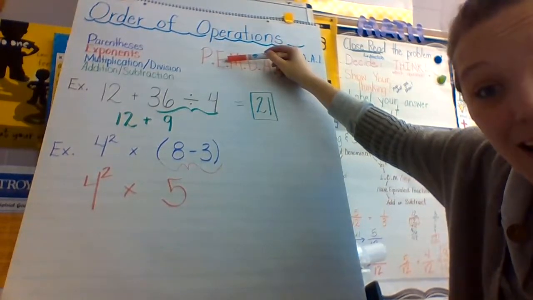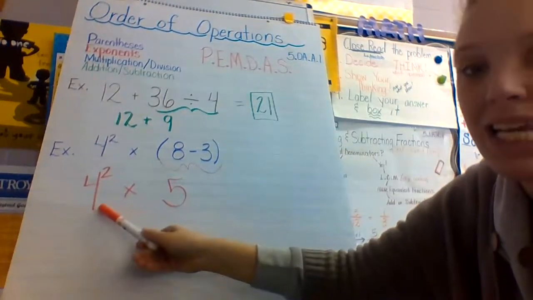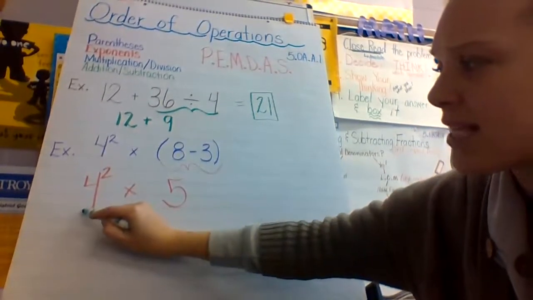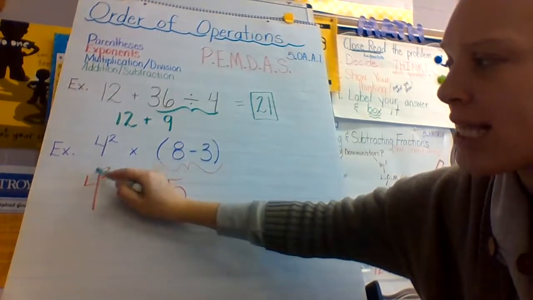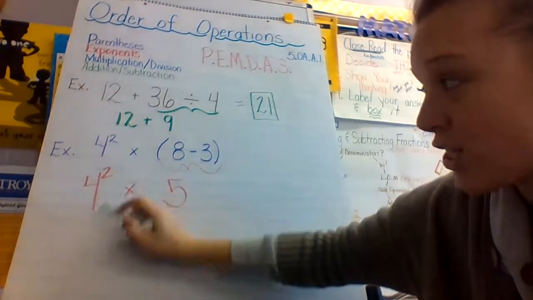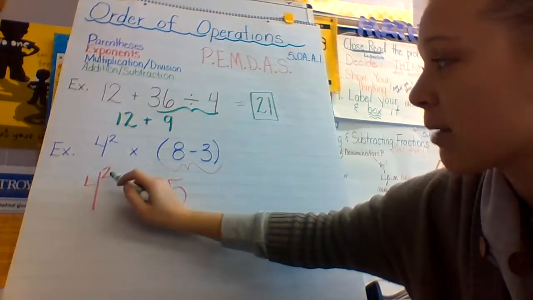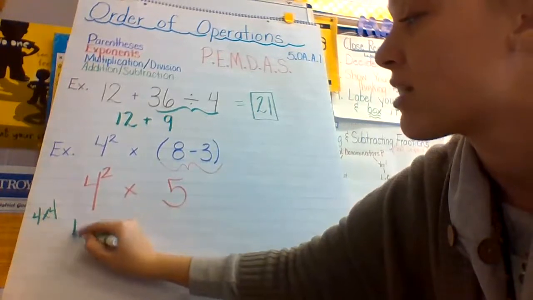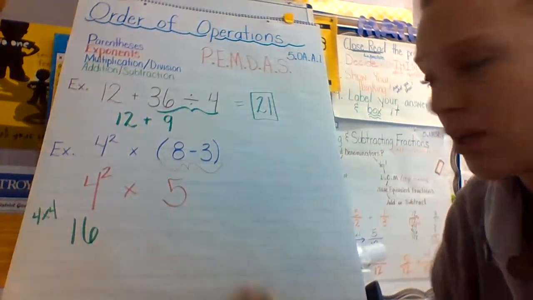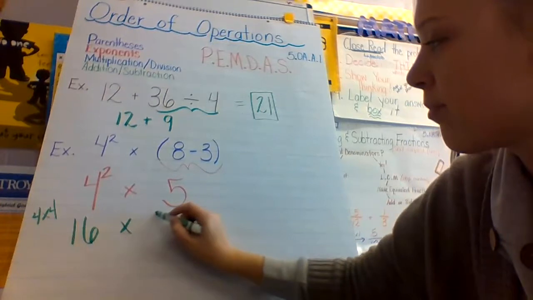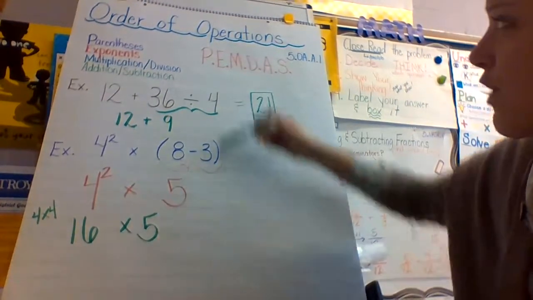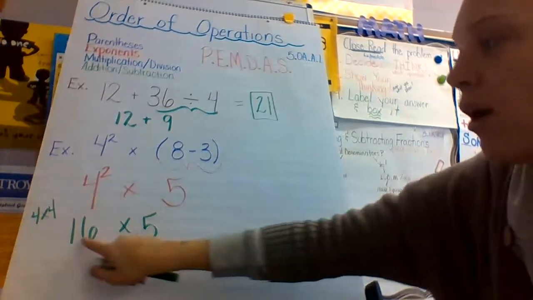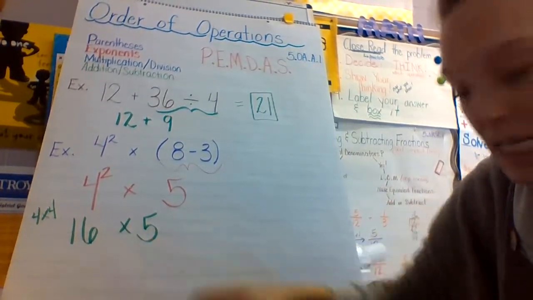Next on my list is exponents. I do see an exponent. Darlings, think back to the beginning of the school year. This is the base, and the exponent tells us how many times to multiply that base. So 4 to the second power is just like saying 4 times 4, which, my darlings, is 16. Bring down the rest of the problem. So first we did our parentheses, then we did exponents. Next we're checking for multiplication. Here's our next step, 16 times 5.